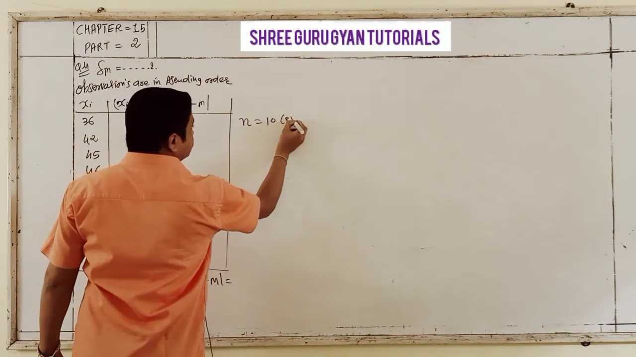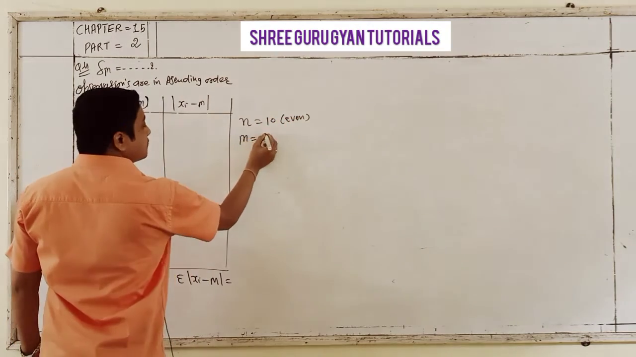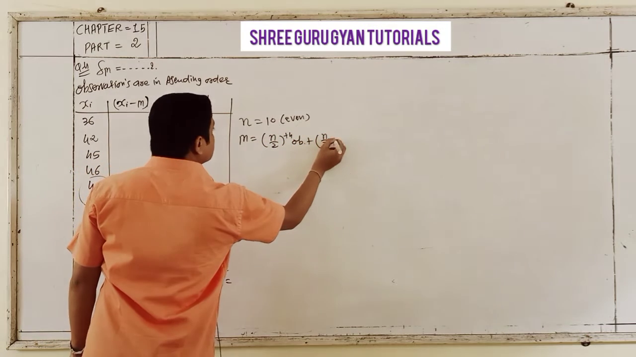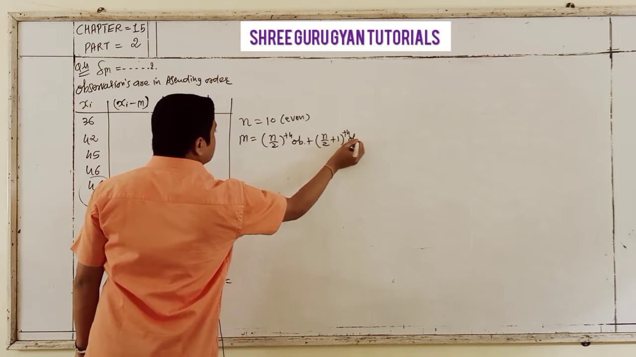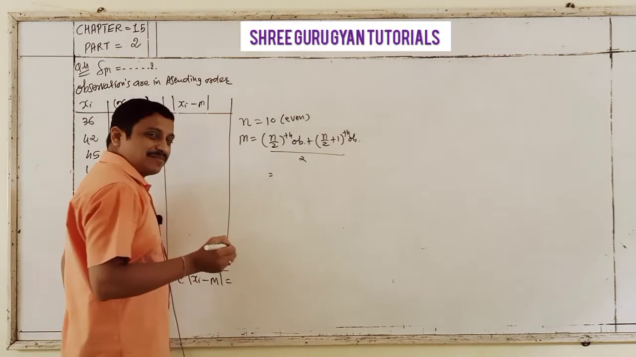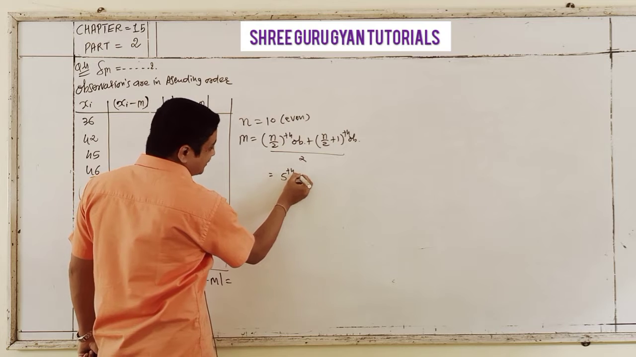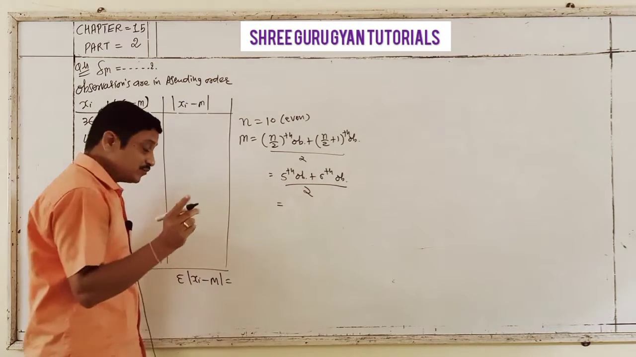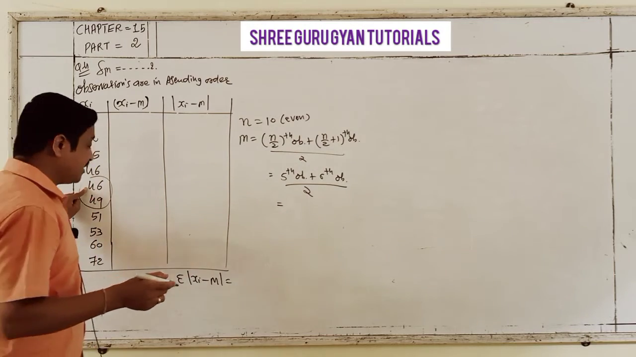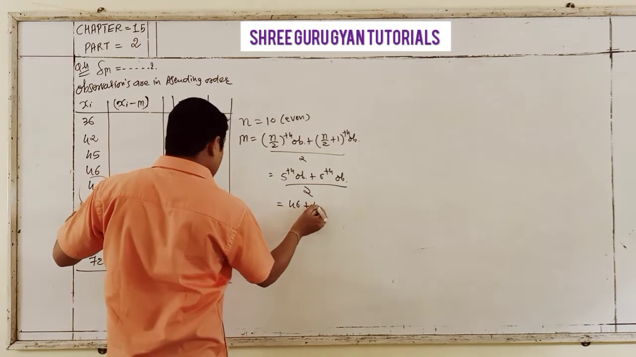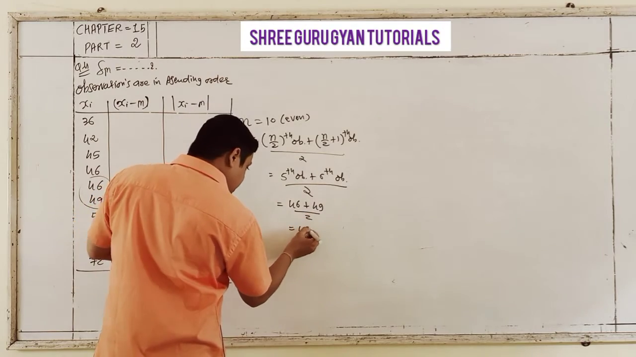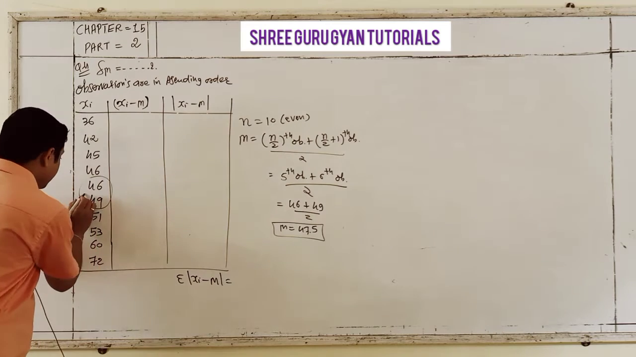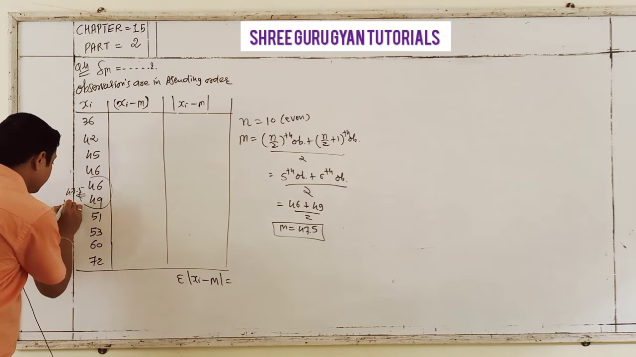It means n is even. So the median is the n upon 2th observation plus the n upon 2 plus 1 observation, divided by 2. 10 by 2 is the 5th observation and the 6th observation. Now students, the 5th observation is 46 and the 6th is 49, so 46 plus 49 by 2 is 47.5. That's the median. You will write down here 47.5 as our median.